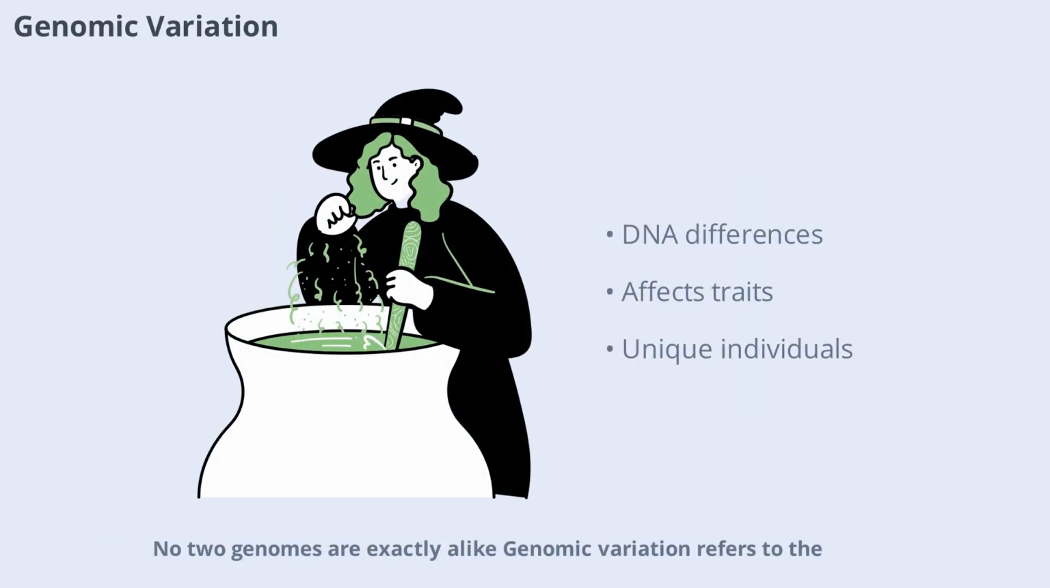No two genomes are exactly alike. Genomic variation refers to the differences in DNA sequences between individuals. These variations can influence everything from physical traits to disease risk, making each person unique.